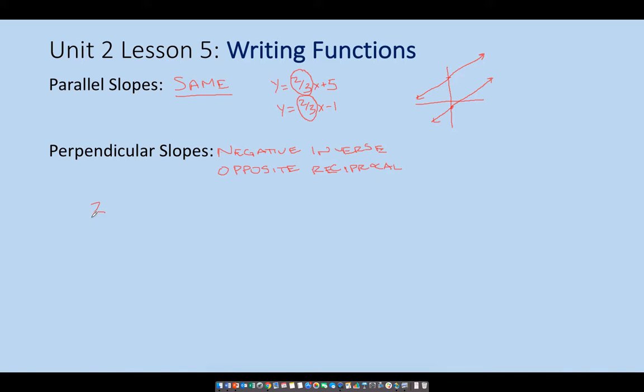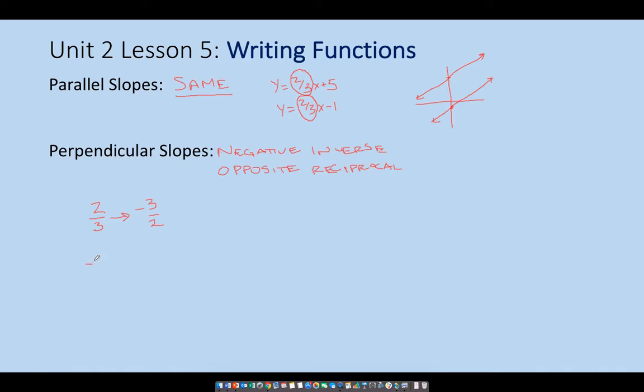Let's say I started with 2/3. We know that if I had another one with a slope of 2/3, it'd be parallel. But when it comes to perpendicular lines, negative means positive turns into negative. An inverse or reciprocal means I flip it upside down. So 2 over 3 becomes negative 3 over 2. So these two slopes would be perpendicular.